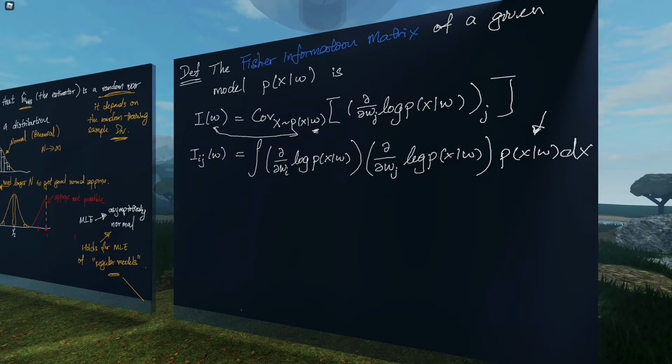In one dimension, just to give us some intuition, this reduces to a scalar function. It's a 1-by-1 matrix, which is equal to this expression.